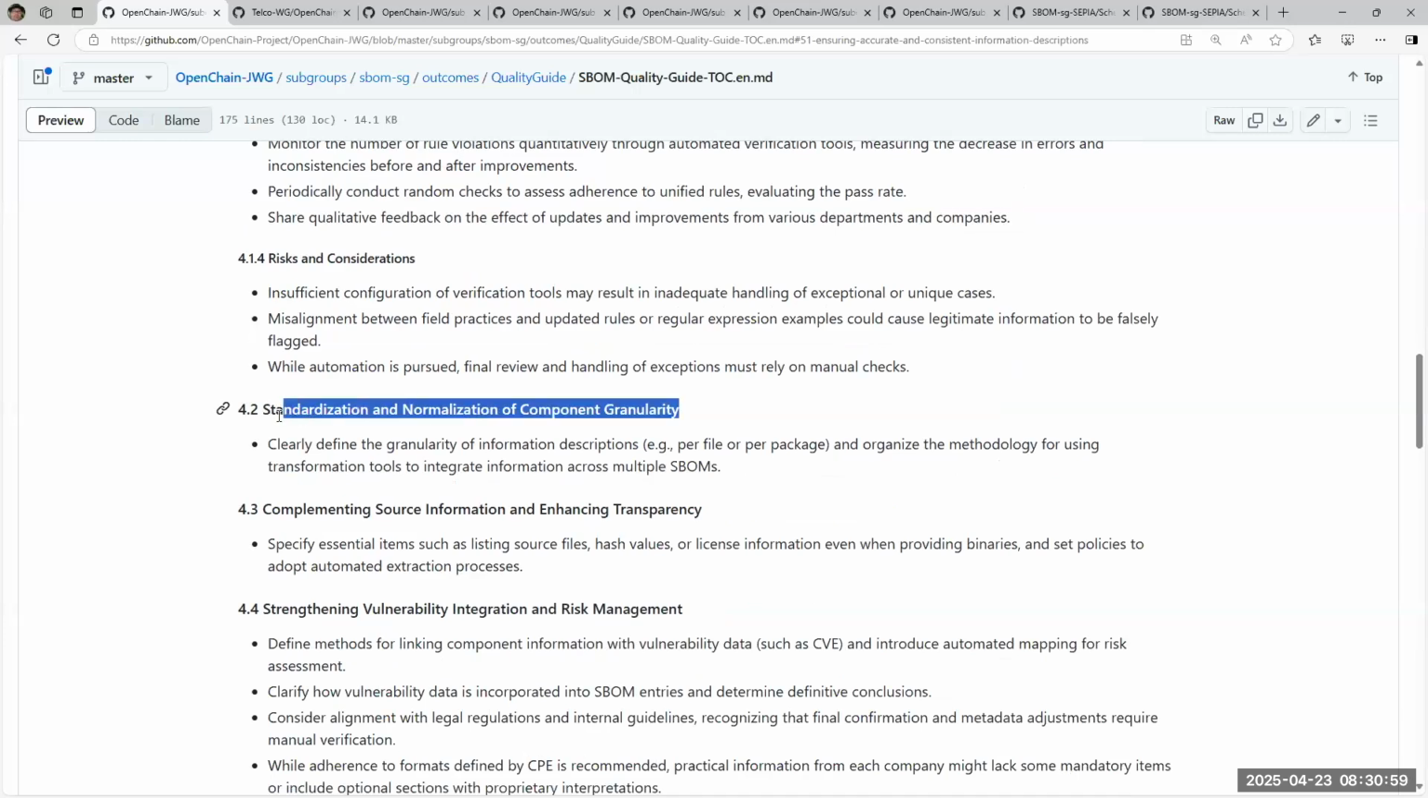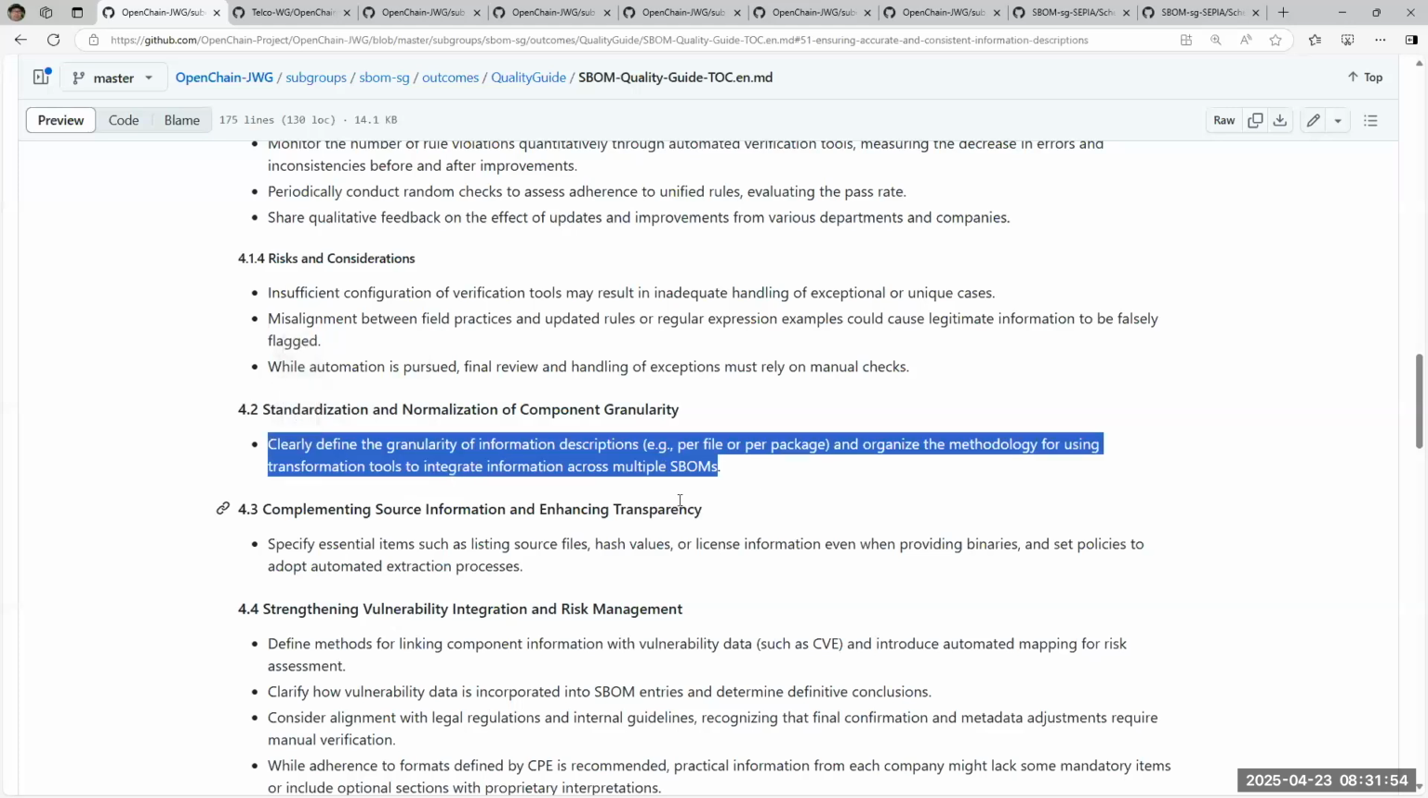The second challenge is the standardization and normalization of component granularity. Sometimes we receive an SBOM document described at the package level, but some third parties provide SBOM documents in more detail, such as file-level documents. In such cases, we need to merge the package-level SBOM and file-level SBOM. This is a big burden on systems and engineers' tasks. So how to solve it? We will describe how to solve such situations.